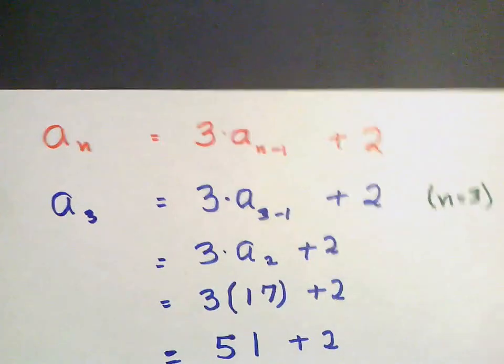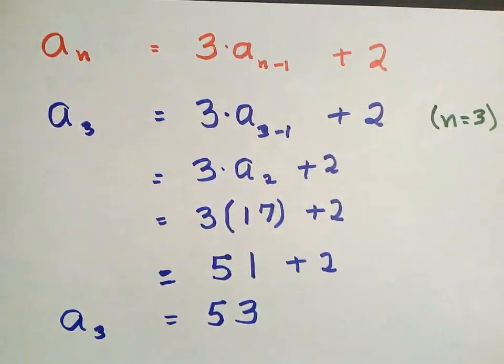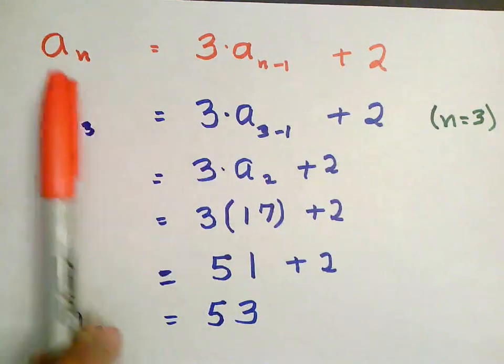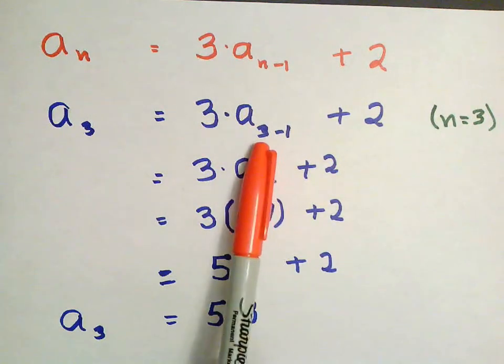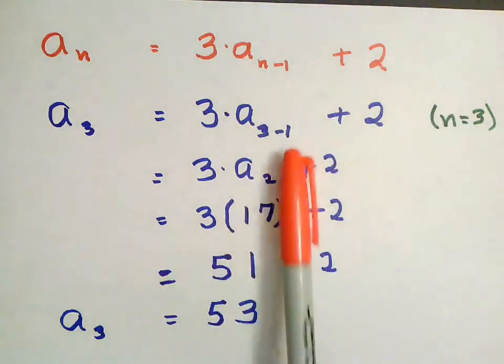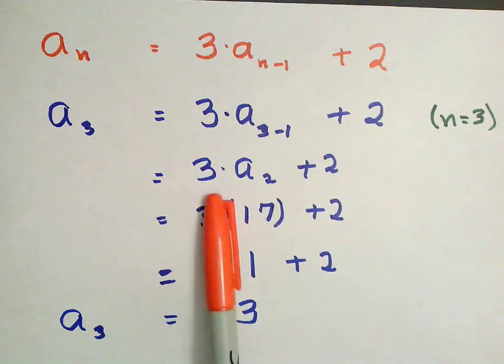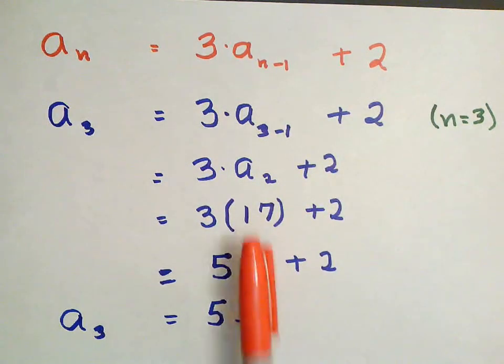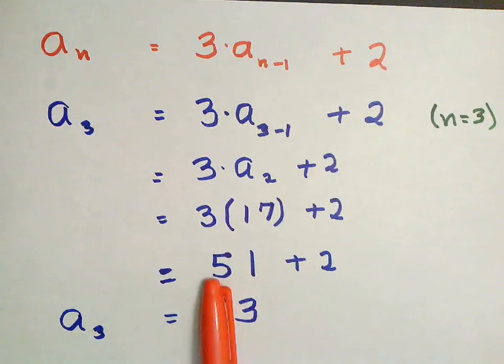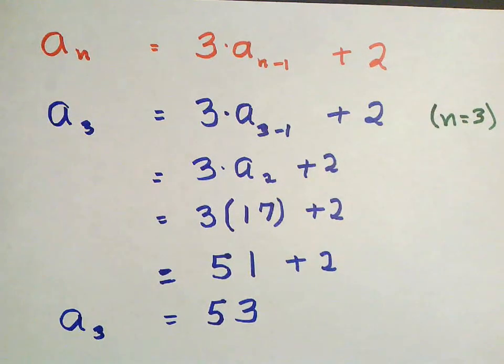And remember, we're asked to find the first 4 terms. So let's find our a sub 3 term. This time the n is 3. We're using our recursive formula. The n again is 3. This n and this n are the same. So a sub 3 equals 3 times a sub 3 minus 1 plus 2. Well, 3 minus 1 is 2. So we have 3 times a sub 2 plus 2. But remember, we just found a sub 2 to be what? 17. So it's 3 times 17, which is 51, plus 2 gives us 53. So our a sub 3 term is 53.